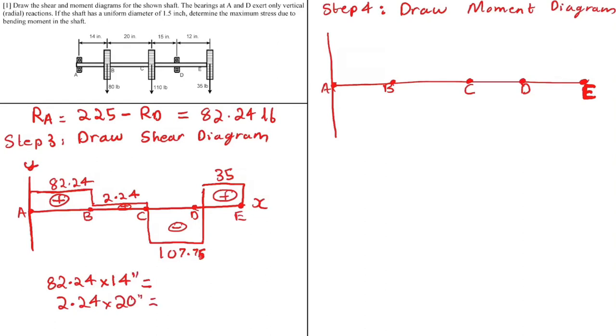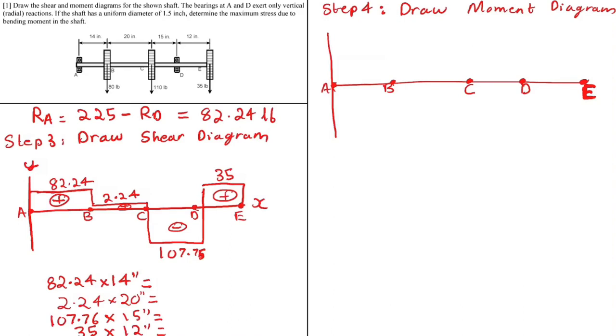This is 14 inches. And the third one would be 107.75 times the distance, 15 inches. And the third one is 107.76 times 15 inches, because the area between C and D, the distance is 15 inches. And the last one is 35 times 12 inches.